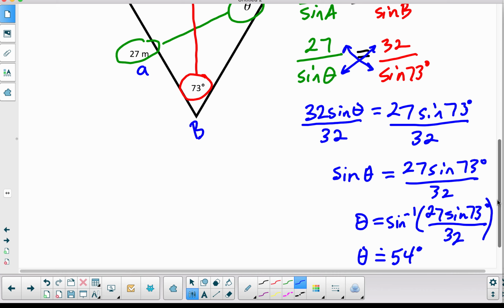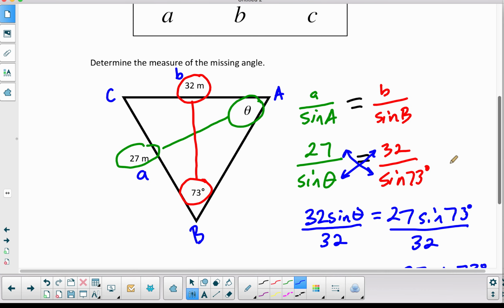All right, and that should make sense because the side opposite our angle A is a little bit smaller than the side opposite our angle B. So then we would expect its opposite angle to be a little bit smaller than B. So 73 degrees compared to 54.